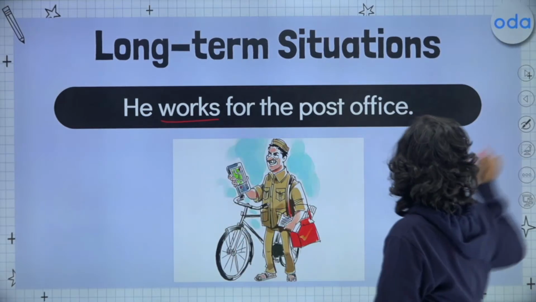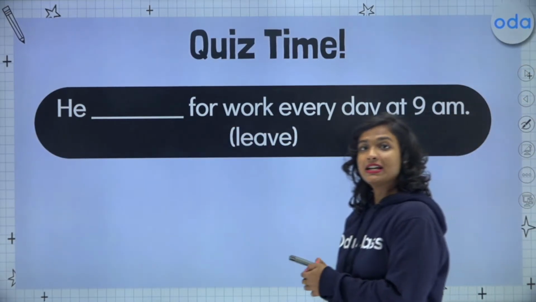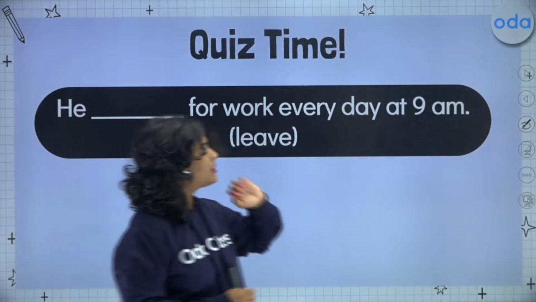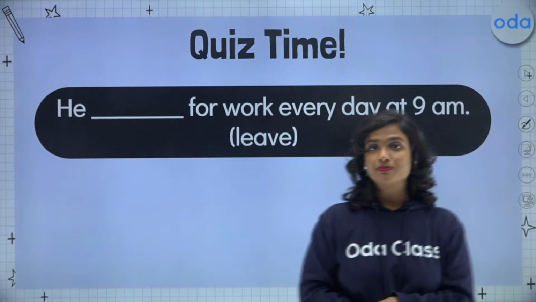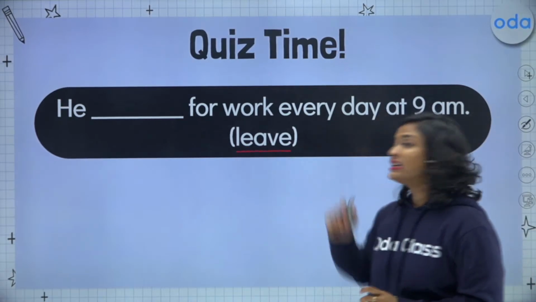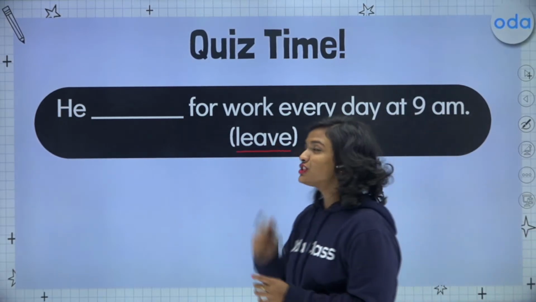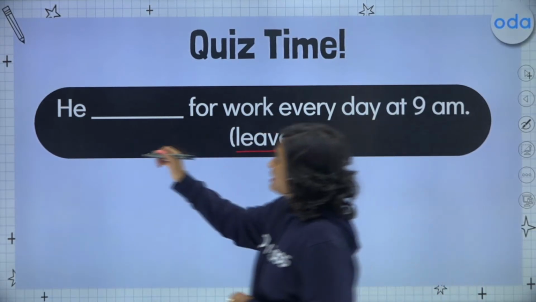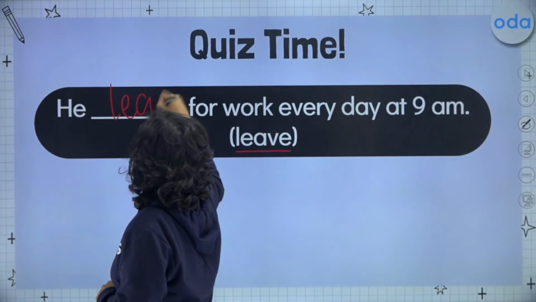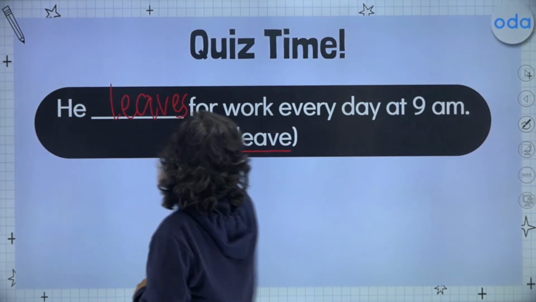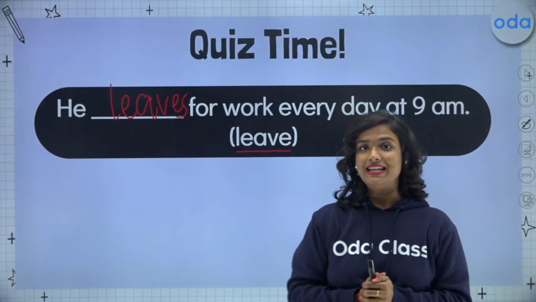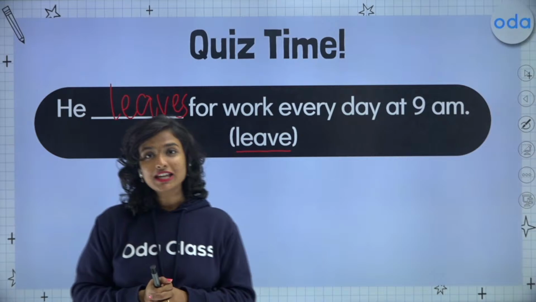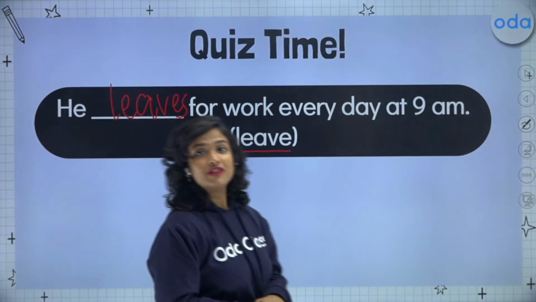Now students, let's take some questions and try to fill in the correct verb form, right? He blank for work every day at 9 a.m. And our infinitive is leave. So we have to use this verb leave and fill it into this blank. So he leaves for work every day at 9 a.m. So once again, this is also a habit that we are talking about. So we use the simple present tense.